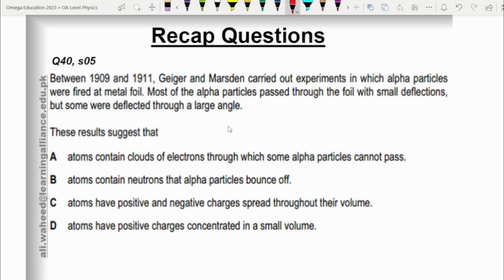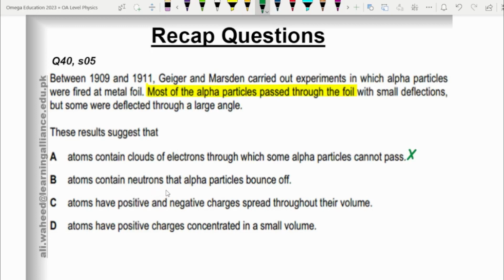So here we have the next one. GM carried out experiments in which alpha particles were fired at metal foil. Most of them passed through the foil with small deflections, but some of them were deflected at large angles. These results suggest that atom contains clouds of electrons through which some of the alpha particles cannot pass. Okay, but how does this explain that most of the alpha particles pass through the foil? So this does not give us any information about that sentence.